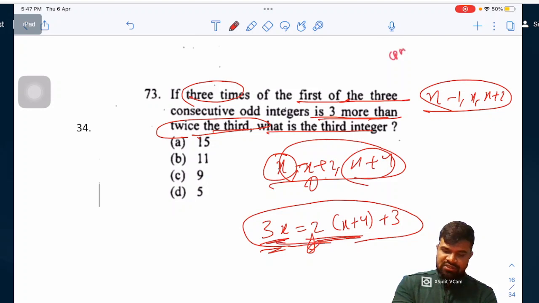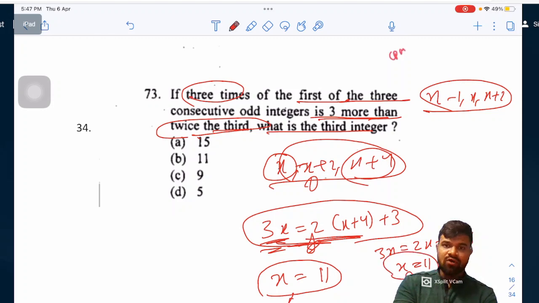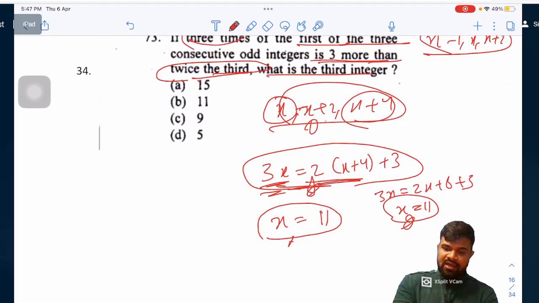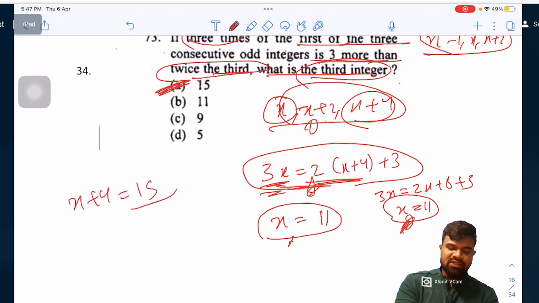Based on this equation, we will get that x is equal to 11. See how we are doing this: 3x equals 2x plus 8 plus 3, so x is equal to 11. Now x is 11, and the third integer will be x plus 4, that means 15. The third integer is 15.